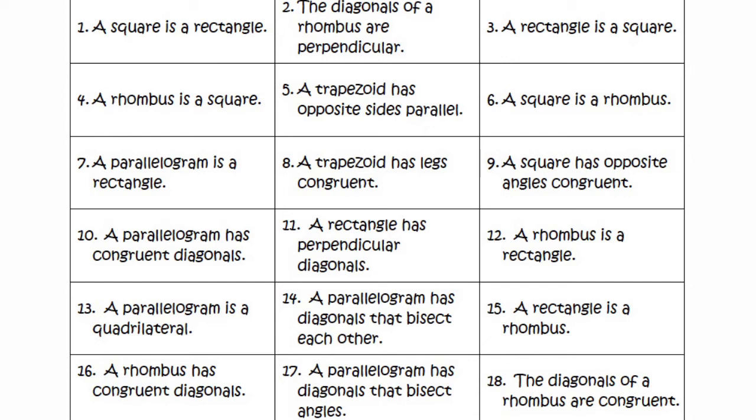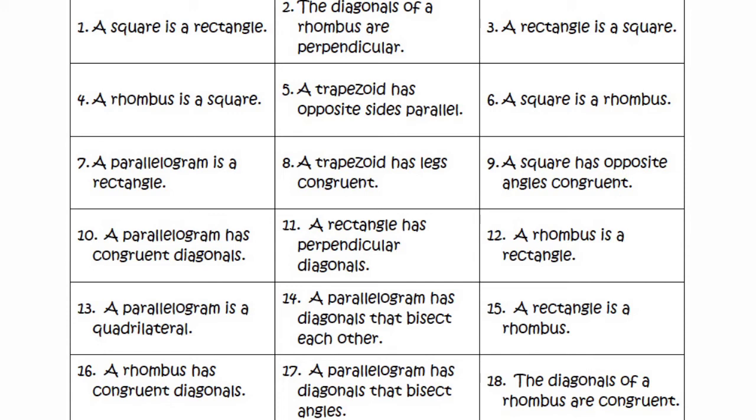Trapezium has opposite sides parallel. 6. A square is a rhombus. A parallelogram is a rectangle. A trapezoid has legs congruent. 9. A square has opposite angles congruent. 10. A parallelogram has congruent diagonals. 11. A rectangle has perpendicular diagonals.